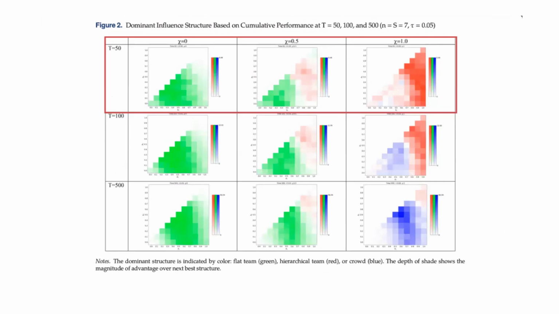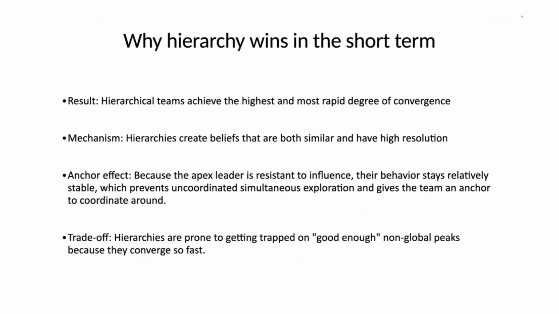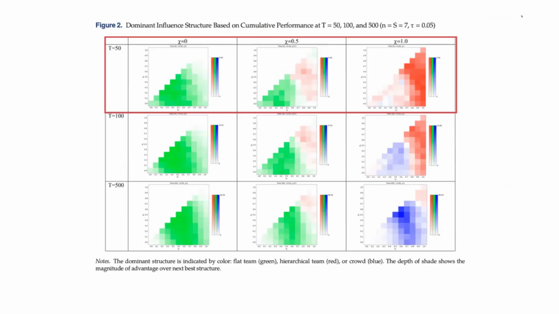Now we can look at the results. The first thing I want to talk about is the observation that the hierarchical structure wins in the short term, which is the top row here. We should first read below. The dominant structure is indicated by color, so the flat team is green, the hierarchical team is red, the crowd is blue. The depth of a shade shows the magnitude of advantage over the next best structure. With more color, intuitively meaning that it's more dominant.